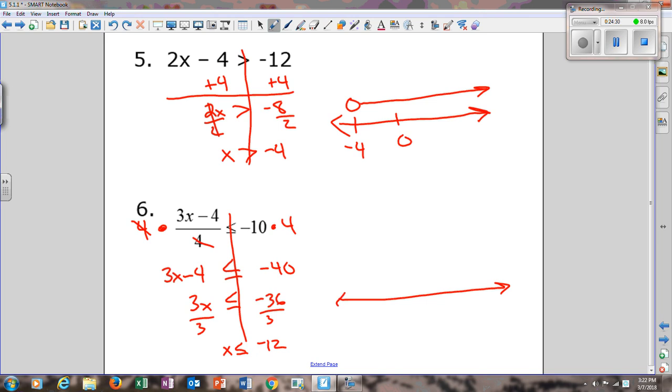Draw your number line. 0 in, negative 12 in. It's going to be a closed circle because it's a less than or equal to. And then you shade to the left.